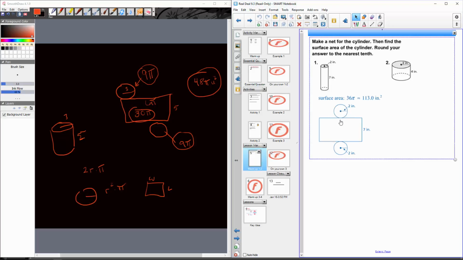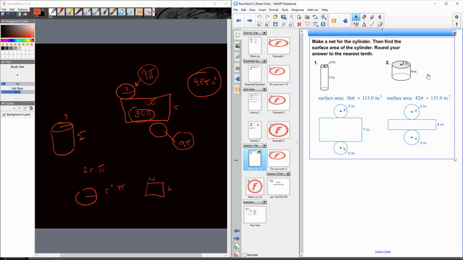So the first one I do is I make my net like I showed over here. And I have my 2, so this would become 4 pi. And this is 4 pi. And then this is 4 pi across the top because it's 2 times 2, which is 4 across the top, times 7. So that's 28 pi, plus 4 is 32, plus another 4, which is 36 pi. If I take 36 times 3.14, I get approximately 113.